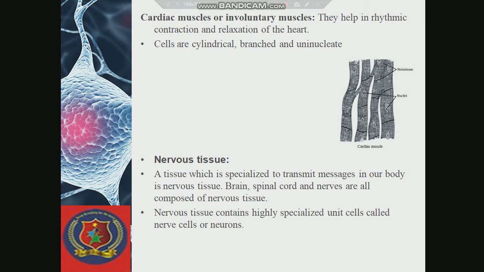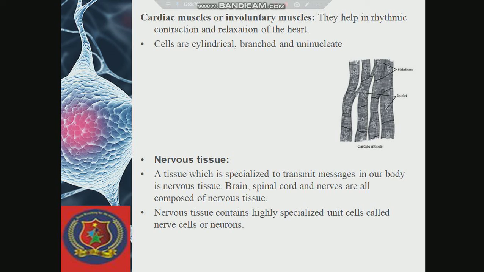Now let us discuss the last type of animal tissue, which is nervous tissue. A tissue which is specialized to transmit messages in our body is nervous tissue. Actually, all cells possess the ability to respond to stimuli. However, the cells of nervous tissue are highly specialized for being stimulated and then transmitting the stimulus very rapidly from one place to another. That is the main function of nervous tissue: to transmit signals in a very fast manner from one place to another within the body.